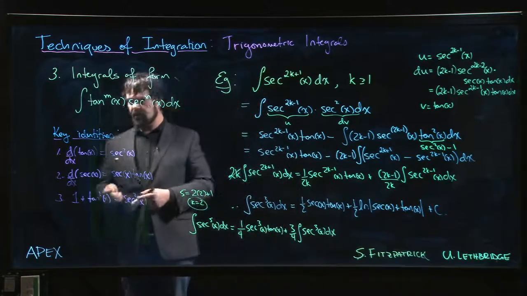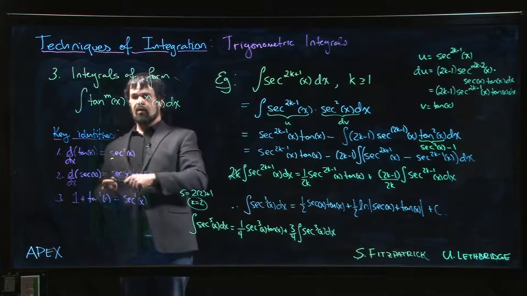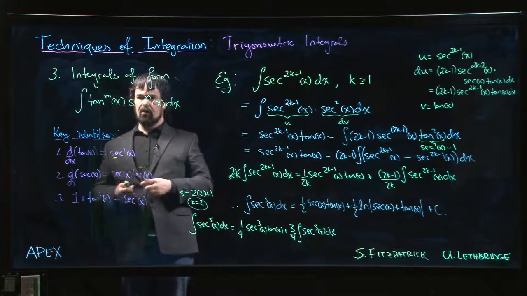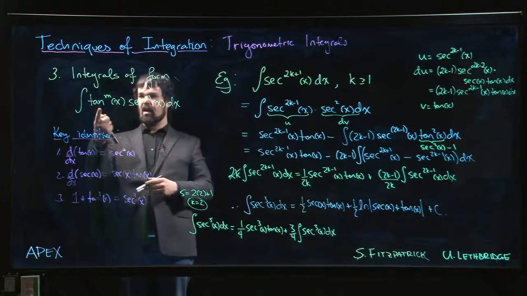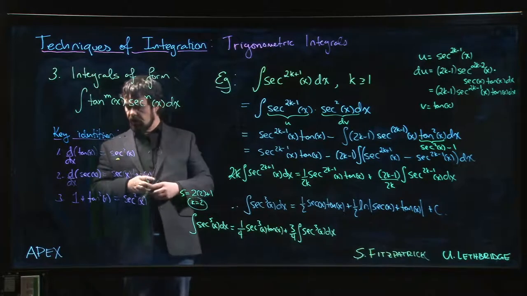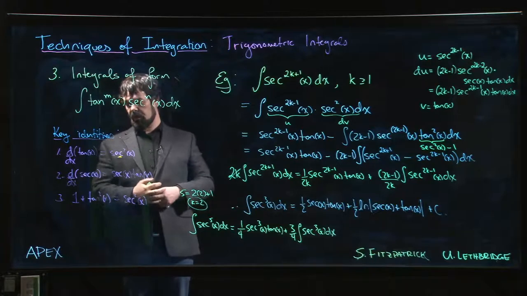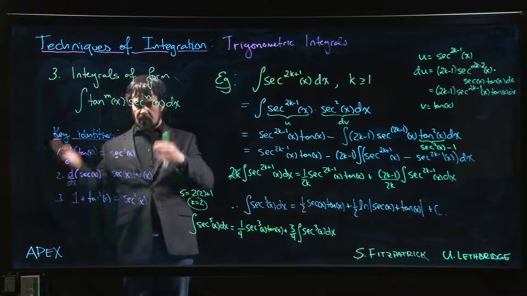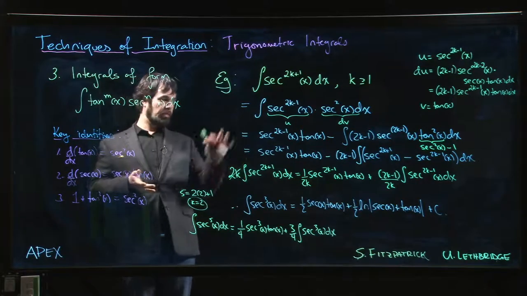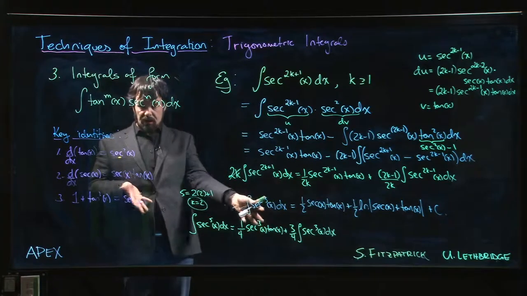The only one that we didn't deal with would be an even power of tangent times an odd power of secant. So if I had something like tan squared times secant cubed, what I'd have to do is write that tan squared as secant squared minus 1, and then I'd have secant fifth minus secant cubed, right? So then I'd need to know how to do these integrals.